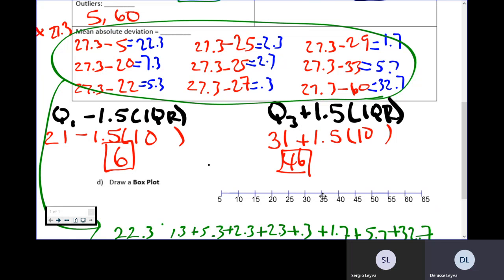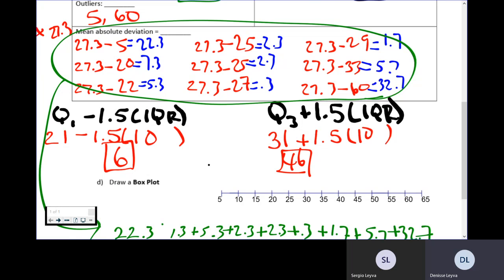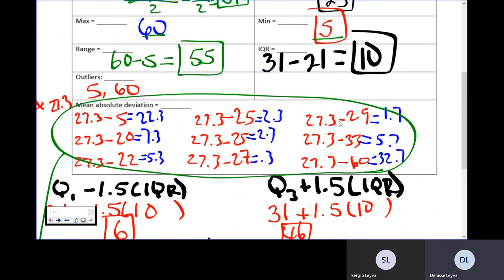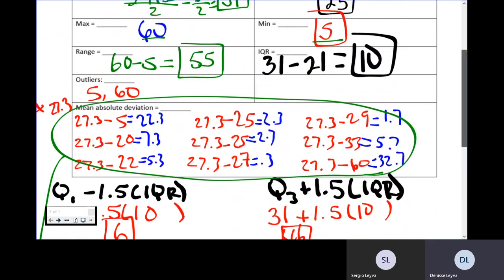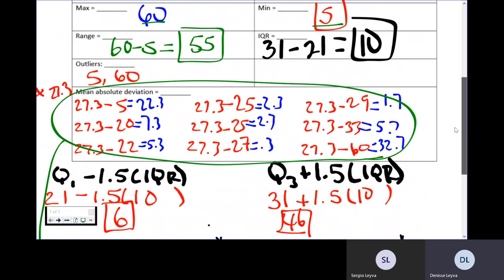Now I start off with my min and my max. Like I said above, my min here is 5. So I'm just gonna put a little star here. My max is 60, so I'm gonna put a star here as well. And then I'm looking for my Q1. My Q1, if I look above, I think it's 21. Yep, it's 21 right here. So my Q1 is 21.